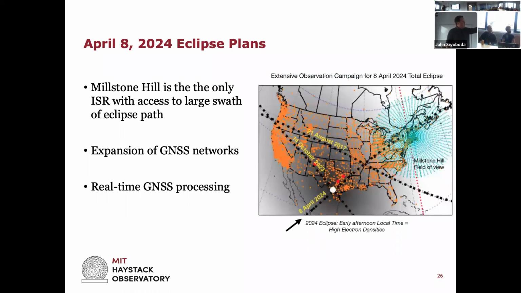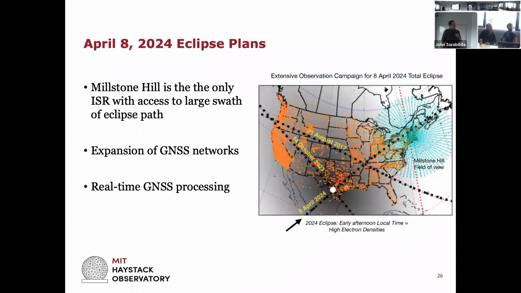You have the August 2017 one, April 8th. There's also an eclipse on the 14th of October this year, but I believe it's only annular. What we're doing here to improve things includes expansion of our GNSS network.